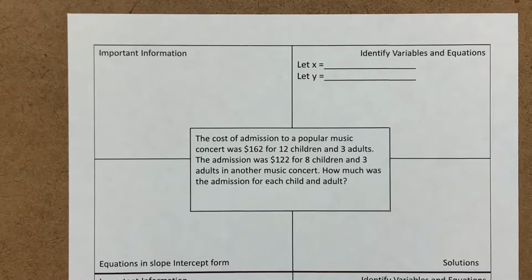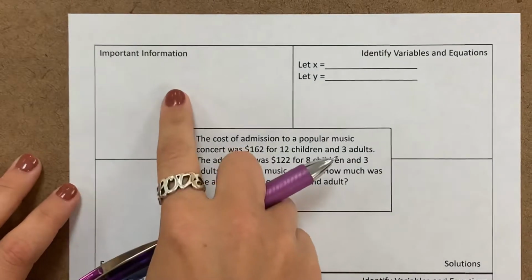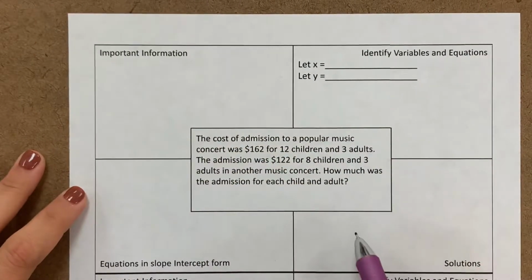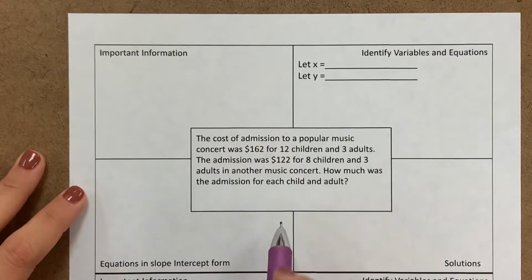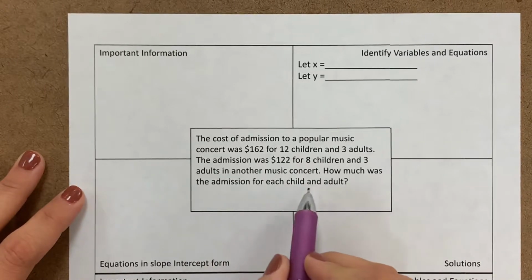Today we're going to be working on systems of equations word problems. So we have this set up where first we're going to find the important information. The cost of admission to a popular music concert was $162 for 12 children and 3 adults. Admission was $122 for 8 children and 3 adults in another music concert. How much was the admission for each child and adult?